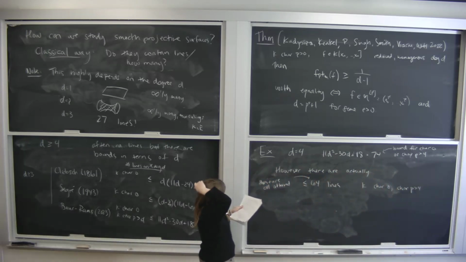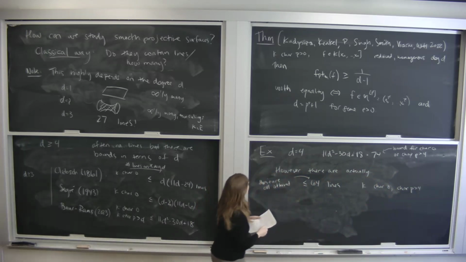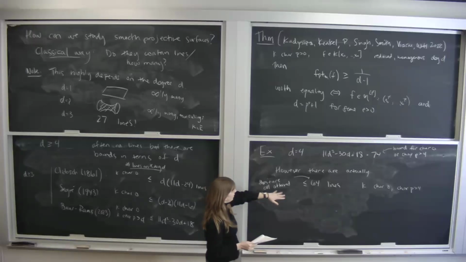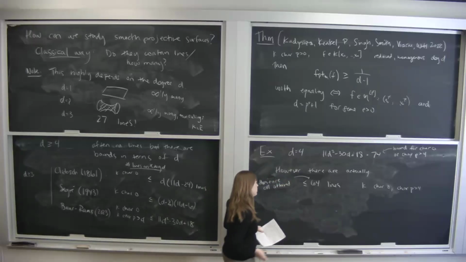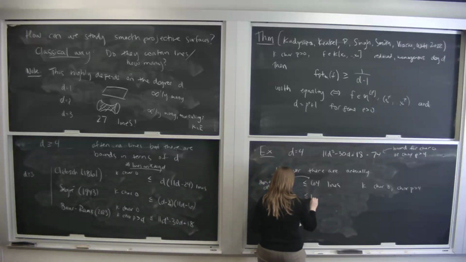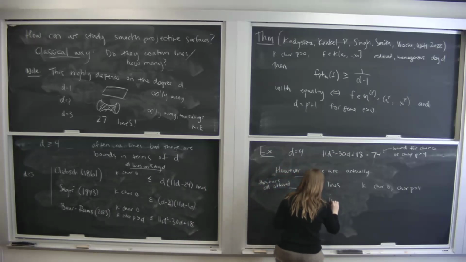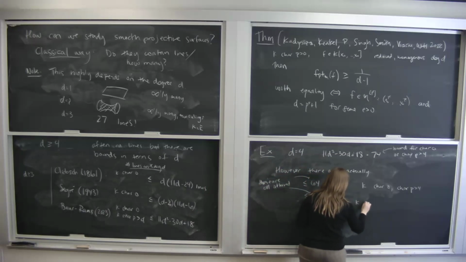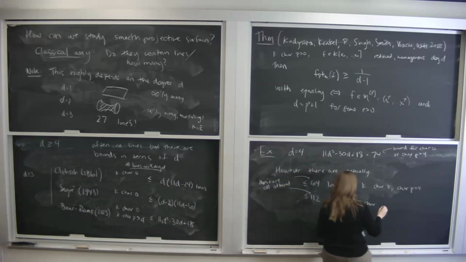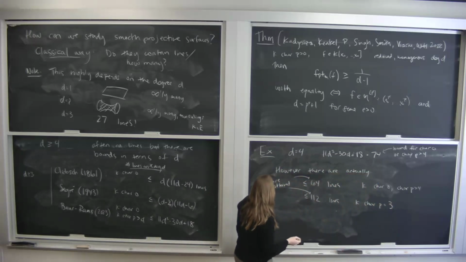Okay, and then we only have two other characteristics to think about, so we might as well. And actually, that's where this theorem breaks. So there's actually 112 lines, and again, this is attained, when K is characteristic p equals 3.